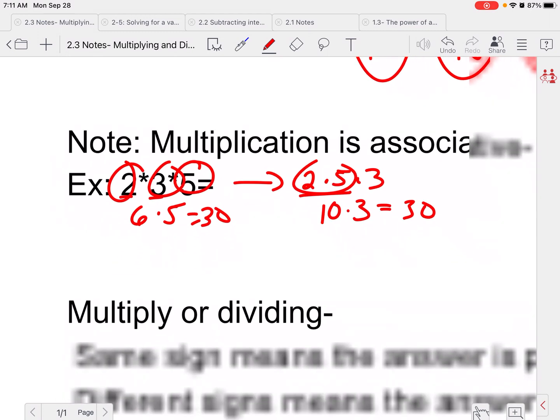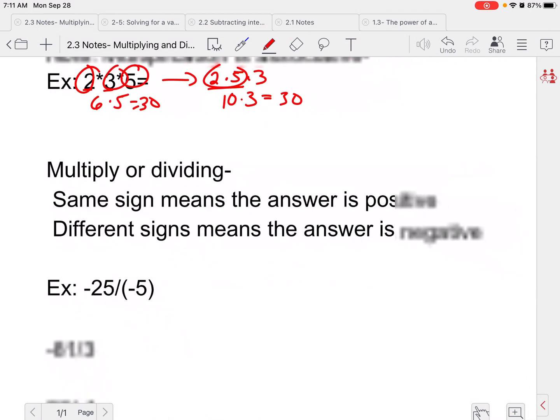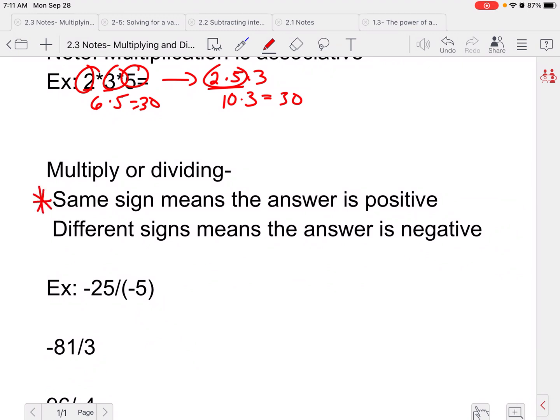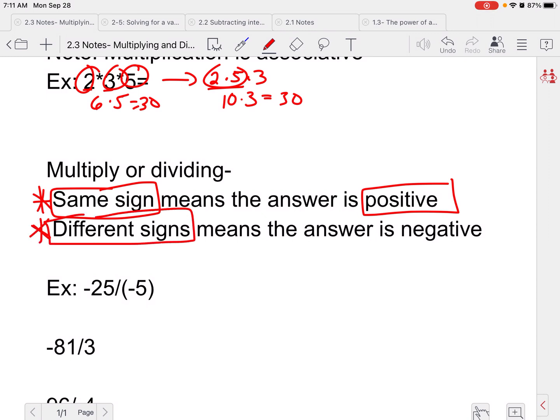Okay. All right, so multiplying and dividing have the same rules. So if you have the same sign, which means they're both positive or both negative, the answer will be positive. So same sign goes with positive. If they are different signs, that means the answer will be negative. So if we have one positive and one negative, the answer will be negative. If the negative comes first and then the positive, the answer will still be negative.